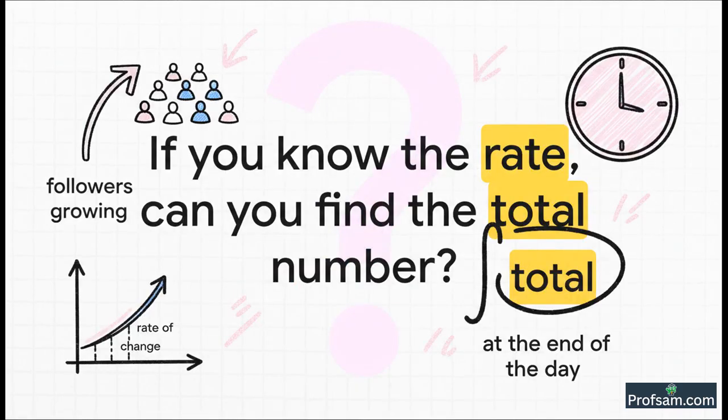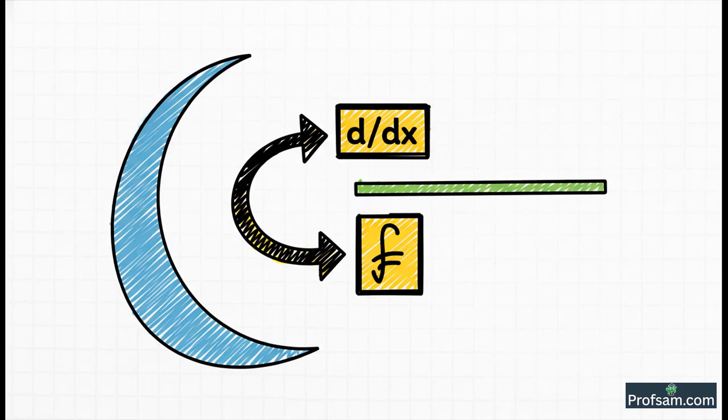Okay, now let's flip that idea on its head. What if you knew exactly how fast your followers were growing every single hour? You know the exact value of your dy by dx. So, the big question is, can you use that information, that rate, to work backwards and figure out your total number of followers at any given time? And the answer is absolutely yes.